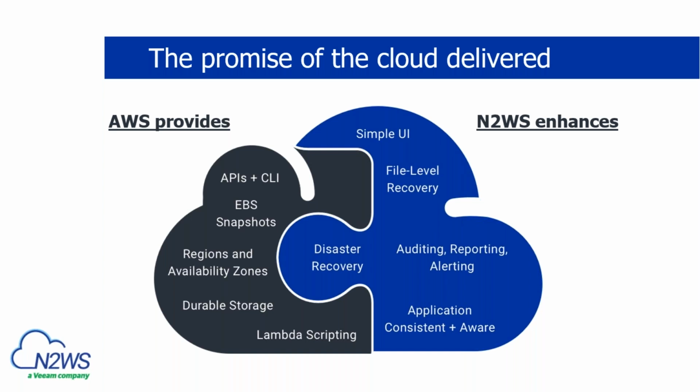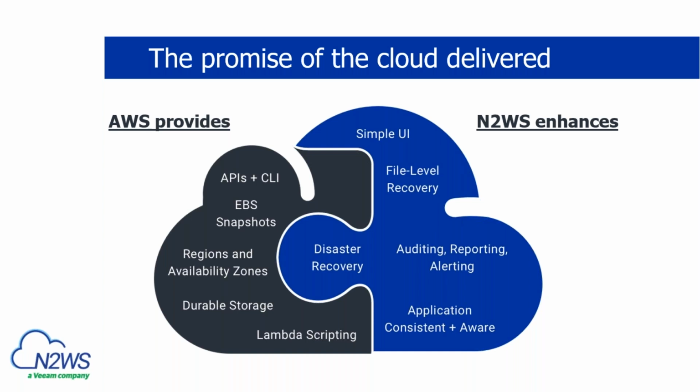So what you're seeing here in this puzzle tile, on the left side of the screen, AWS provides APIs and CLI, EBS snapshots. And that's something we already talked about. Those are basically the manual backups that you can produce. The regions and availability zones, durable storage, and of course also the Lambda scripting, which kind of sort of helps you then to also prepare these snapshots.